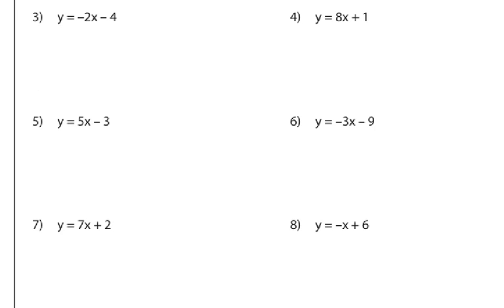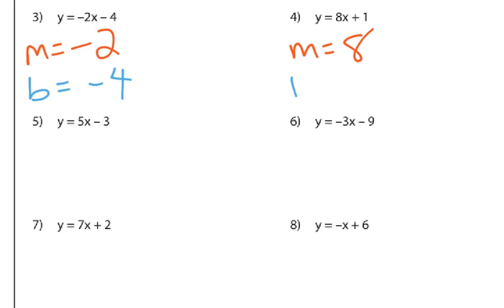Okay, if you haven't done number 3 or 4 yet, go ahead and do them now. The slope of number 3 would be -2, and the y-intercept would be -4. In number 4, the slope would be 8, and the y-intercept would be +1. If you got those correct, go ahead and keep working. If not, follow along with the video.